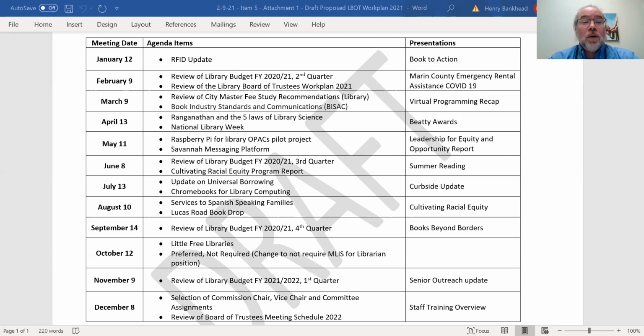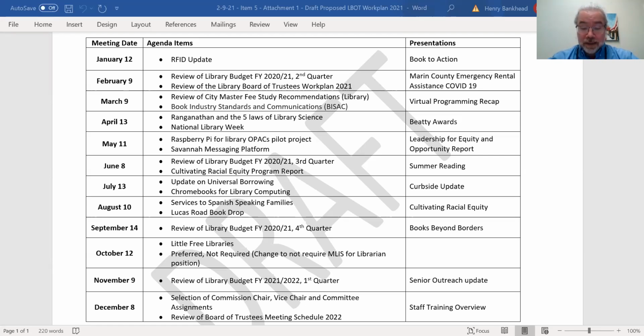Yes. The things that come to mind: March 9th says Book Industry Standards and Communications, BISAC. The idea there is getting rid of the Dewey Decimal System and substituting it for more generally accessible subject headings, getting rid of the bias of Dewey, which is most related to the Anythink libraries in Colorado and Maricopa County. But I think some libraries in our local area have done that.